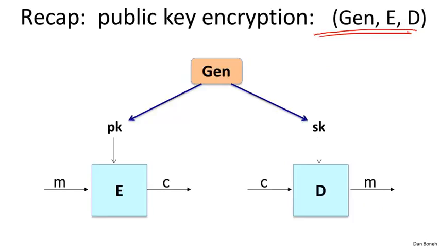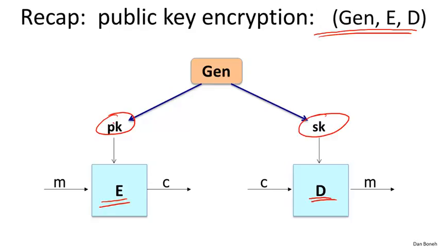So first, recall that a public key encryption system is made up of three algorithms. There's a key generation algorithm that I'll denote by gen that basically generates a public key and a secret key. And then there are two algorithms, E and D, that encrypt and decrypt. And the point is the encryption algorithm encrypts using the public key, and the decryption algorithm decrypts using the secret key.